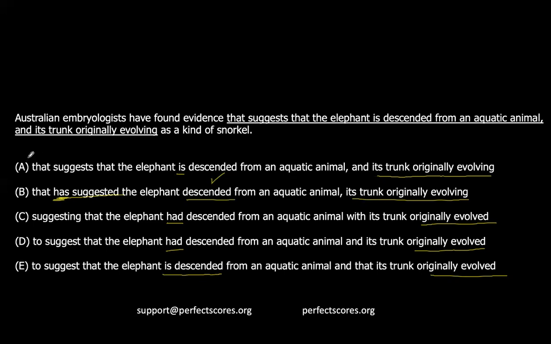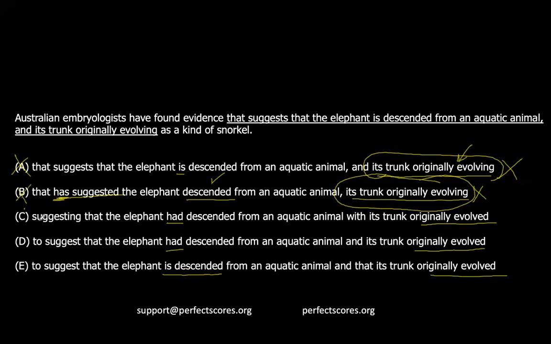Okay, let's eliminate a few options. A is definitely gone. It's "trunk evolving," so you need something like "is evolving" or "was evolving." But that would mean the trunk was evolving at that particular time, like in the process of evolution. But that's not what's happening. It evolved and that's the end of it. So it has to be C, D, and E. Even B goes because of this part, because the evolution of the trunk happened.